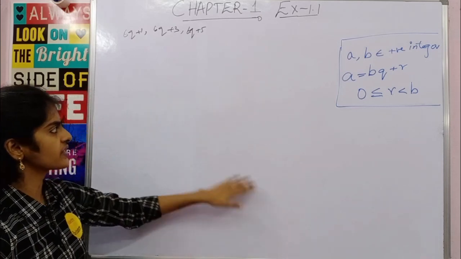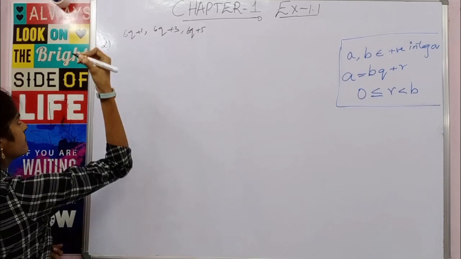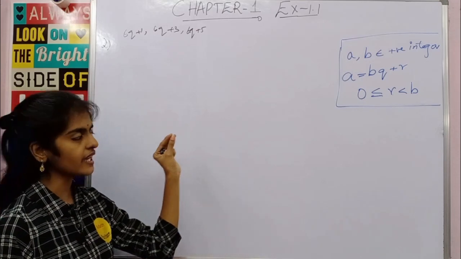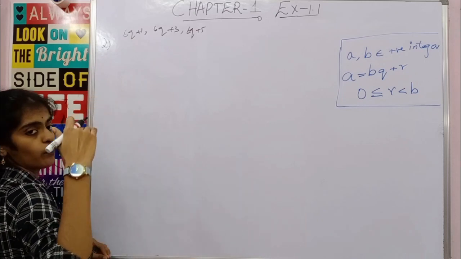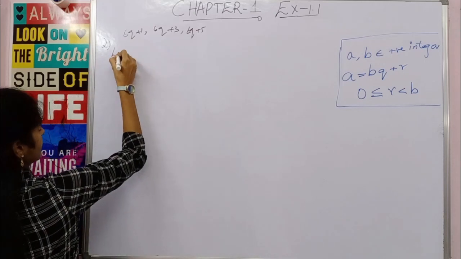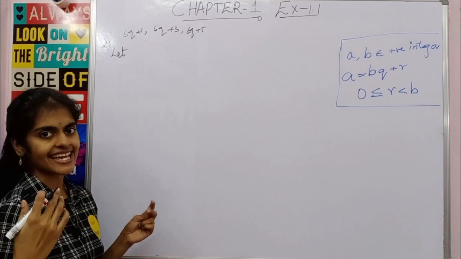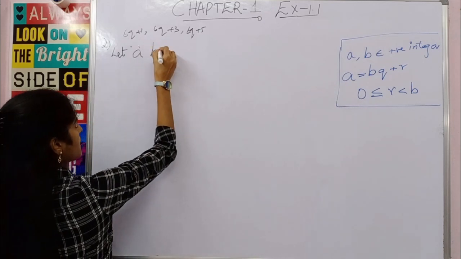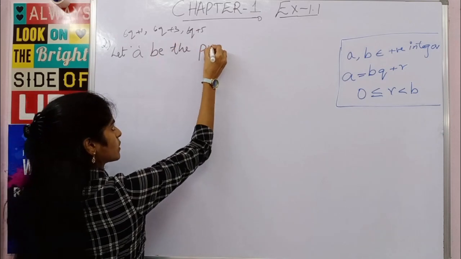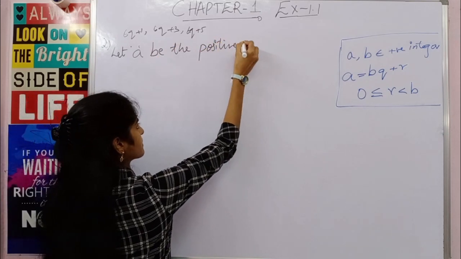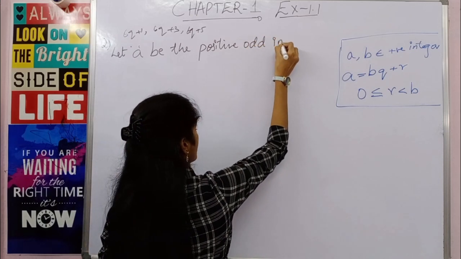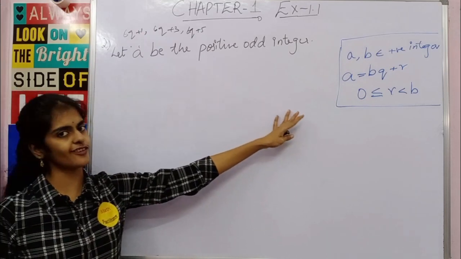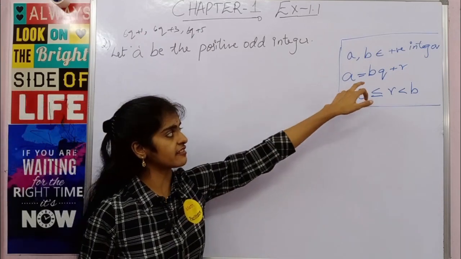So how? Now just see. This is the second problem. Using Euclid's division algorithm we shall try to solve it. We want a positive odd integer, so let that positive odd integer be A. Are you getting it? So I have taken this A as the required positive odd integer. Now what shall we take for B?